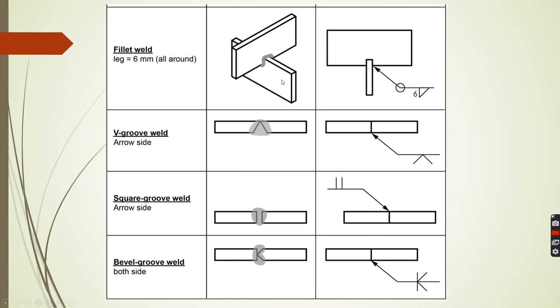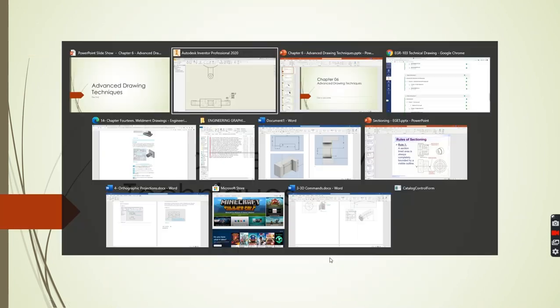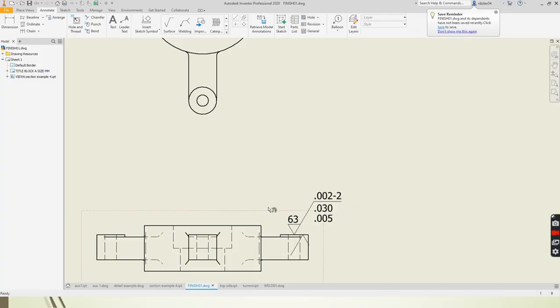Okay, here's a fillet weld. Again, how big it is. This is 6 millimeters. Here is a groove weld, a square groove weld, and the bevel groove weld. Okay, so let's take a look at creating some welds.